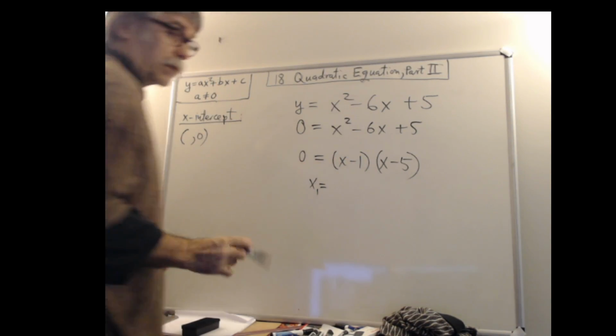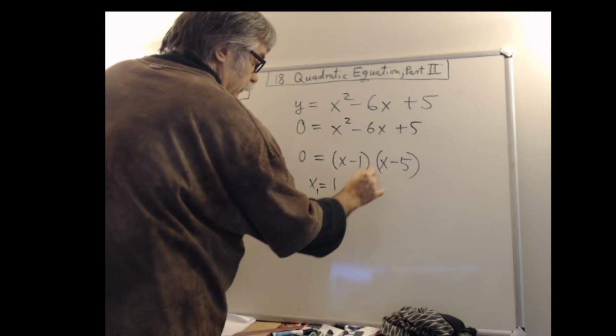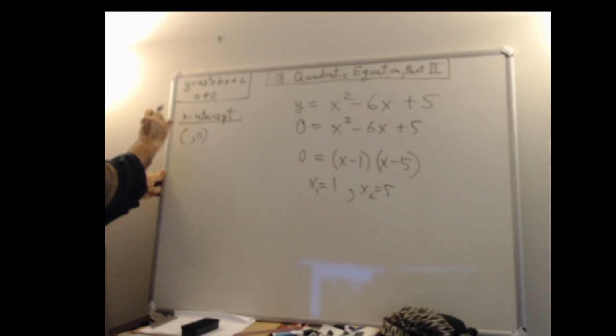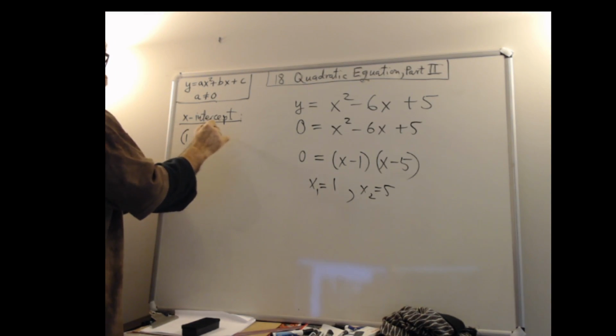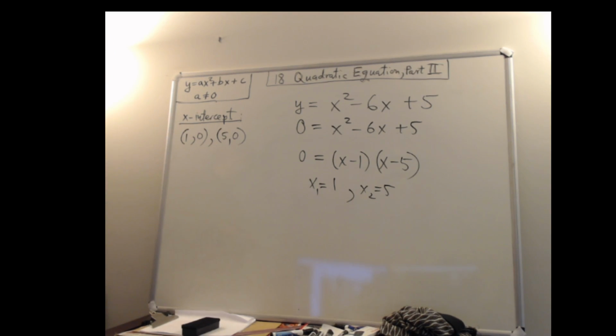So this is our simple story here, and you have two solutions. By the zero product property, when this factor is equal to 0, the first solution is 1. When this other factor is equal to 0, the second solution is 5. So you actually have two x-intercepts, 1 and 5. The points are (1, 0) and (5, 0), right?